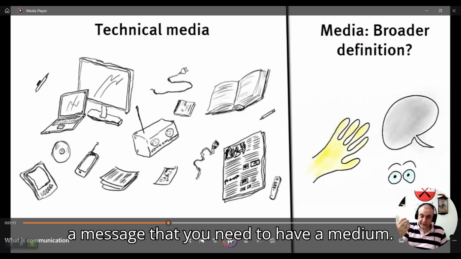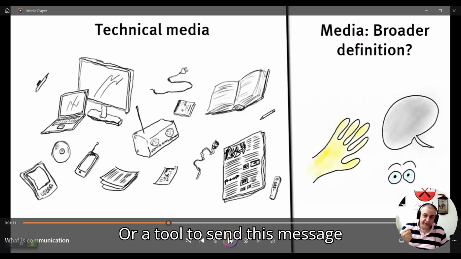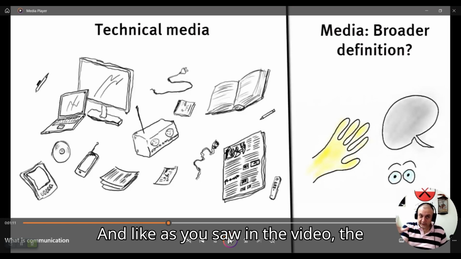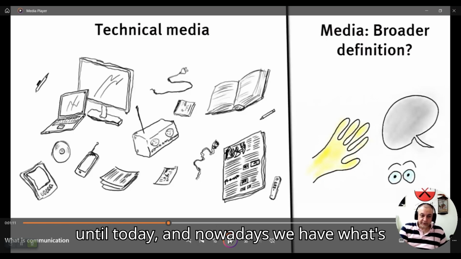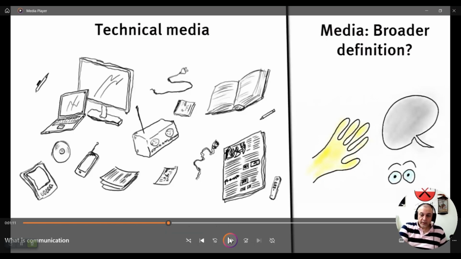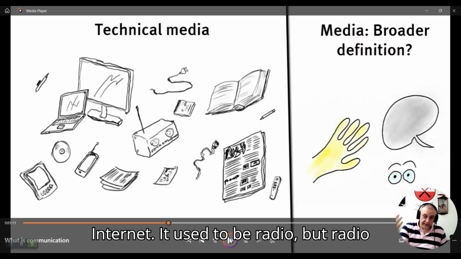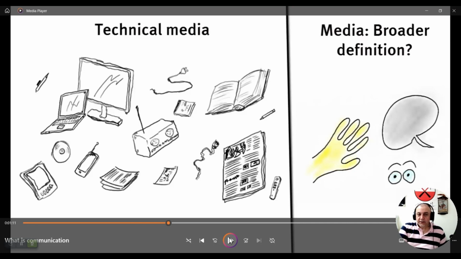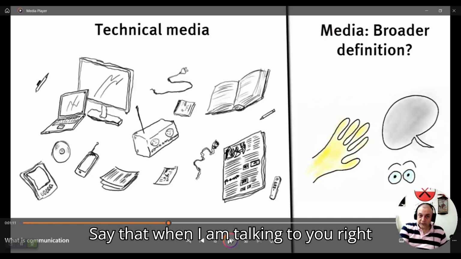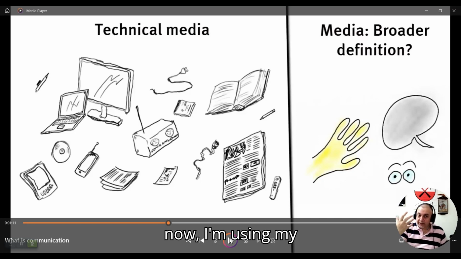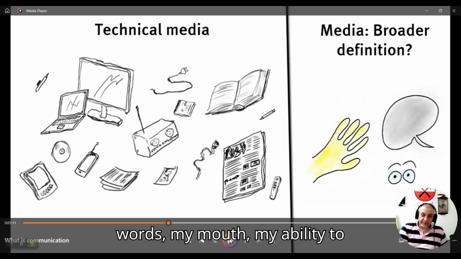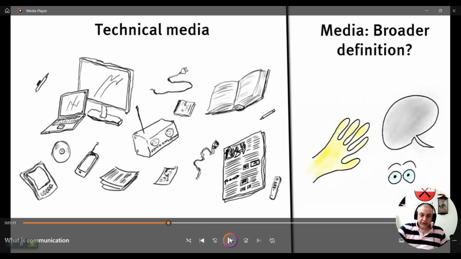And if there's a message, then you need to have a medium or a tool to send this message. Like you saw in the video, the tools have changed from the ancient time until today. And nowadays we have what's called media: social media, TV, internet, and it used to be radio, but radio is not in the picture as much. Movies, advertisements, and things like that. You can also say that when I am talking to you right now, I'm using my words, my mouth, my ability to speak English as a tool to communicate with you.